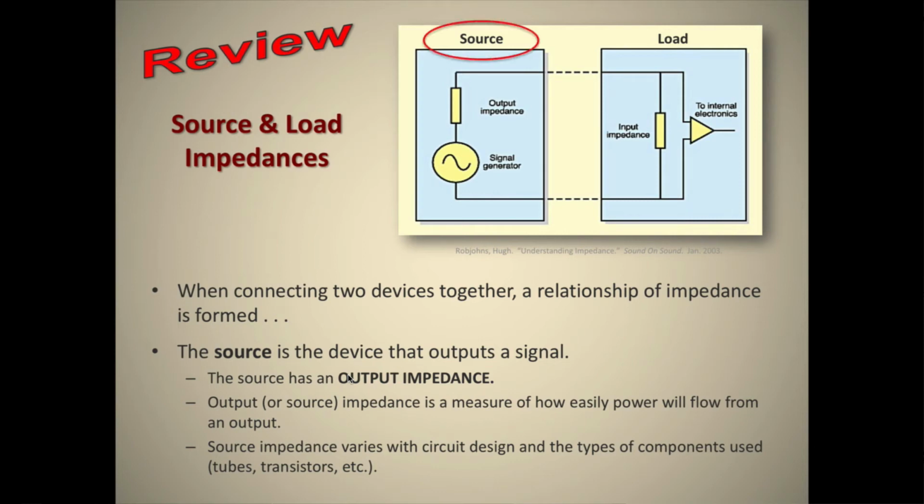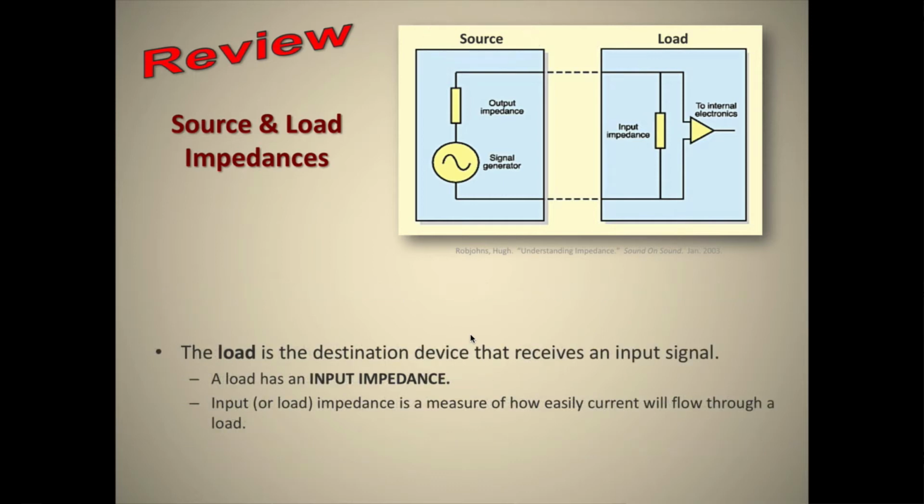Well, a couple of videos ago, I introduced the concept of source and load impedances, and I was talking about matched impedances. Of course, a device has an output impedance or a source impedance, and this is its ability to pass current out from it elsewhere. And the load impedance, also known as an input impedance, is the device's ability to pass current through it.